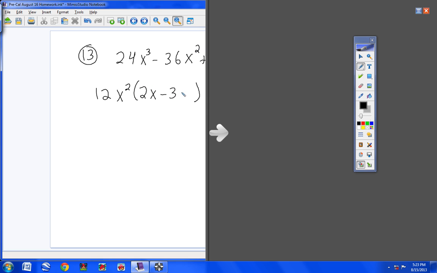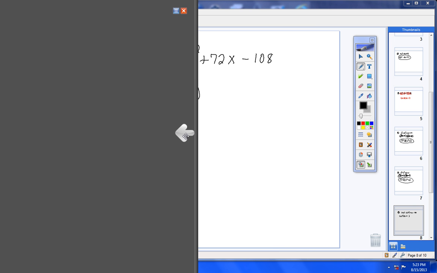I don't need any x's here. So 12x squared times negative 3 is negative 36x squared. So that's good. Now let's go ahead and take a look at our last two terms. And here they are. Okay, we're dealing with a 72 and a 108.